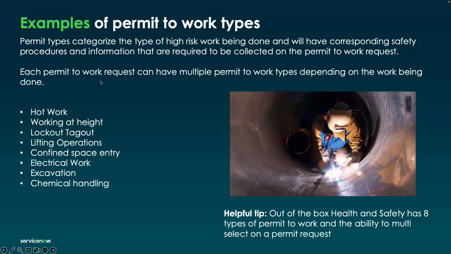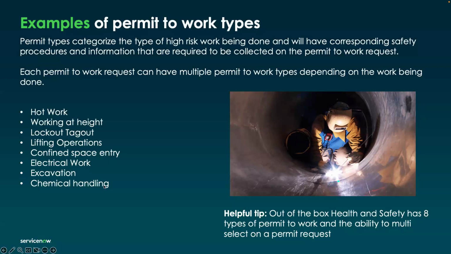And every permit to work request can have multiple permit types depending on the work being done. So for example, I have a worker here. He or she is working in a confined space welding. So it's hot work in a confined space. So again, it's going to depend on the type of work that the employee is doing, but oftentimes they would have had to submit multiple permits, one for maybe hot work, one for confined space entry. So when we were building this, we wanted to make sure that they can put multiple types on one permit so that they don't have to go through the process twice.